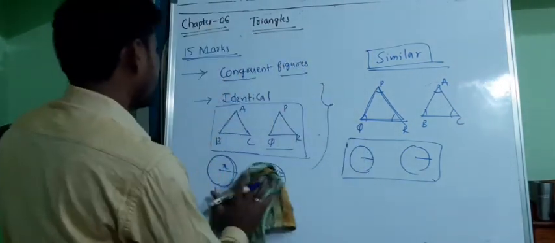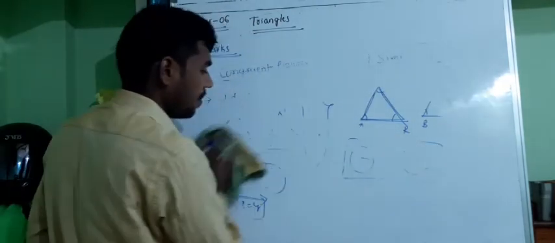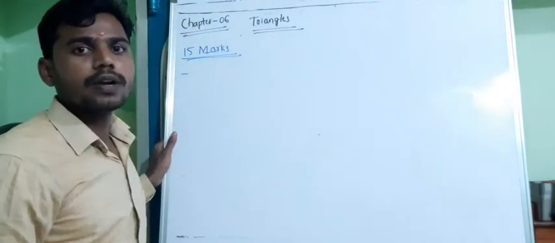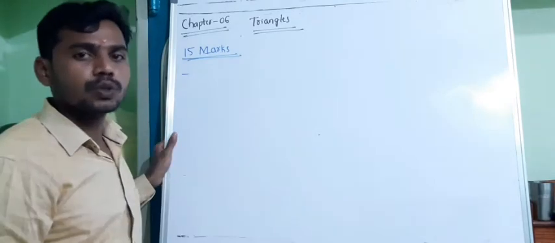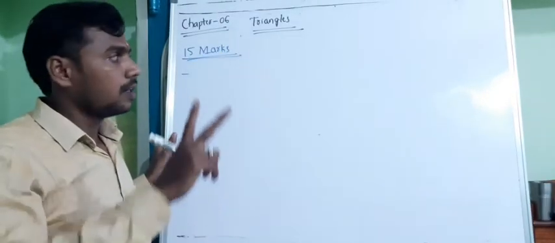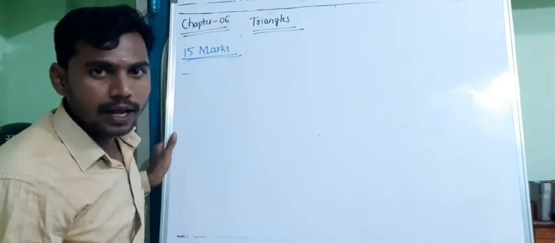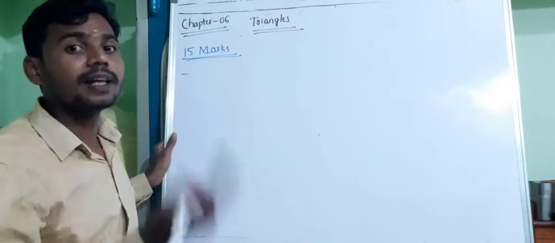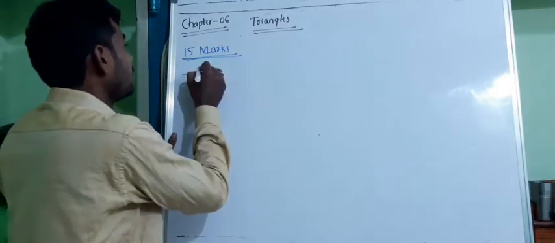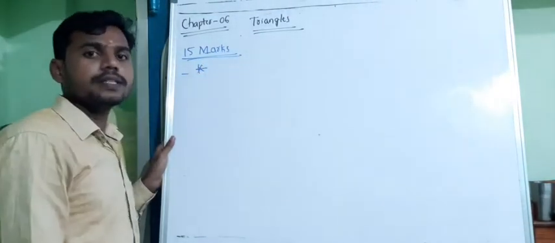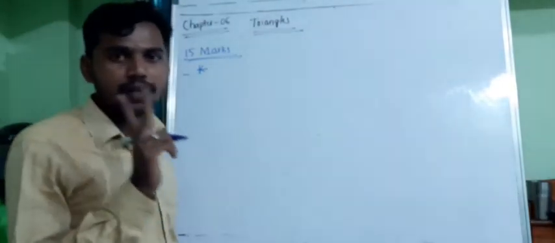So this is the difference between congruent figures and similar figures. In the case of congruent figures, both figures should be exactly identical, both in shape as well as in dimension. Whereas in the case of similar figures, the dimension may vary, but they should be similar in shape. So the next question is, when do we say the given two polygons are similar? There are two different conditions.